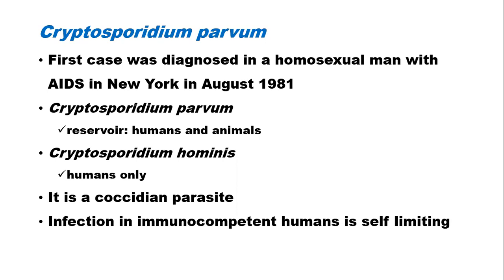There are two species that are usually implicated in human infections: Cryptosporidium parvum and Cryptosporidium hominis. Cryptosporidium parvum was formerly referred to as Cryptosporidium parvum 2, and Cryptosporidium hominis was initially referred to as Cryptosporidium parvum 1. While Cryptosporidium parvum is zoonotic because you can have animal to human transmission, Cryptosporidium hominis is associated with humans only. It is non-zoonotic.